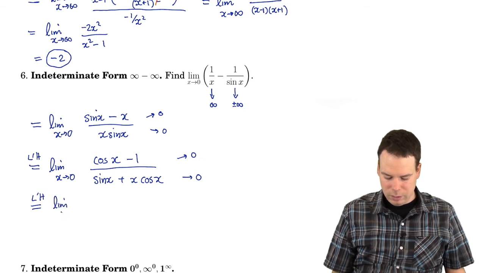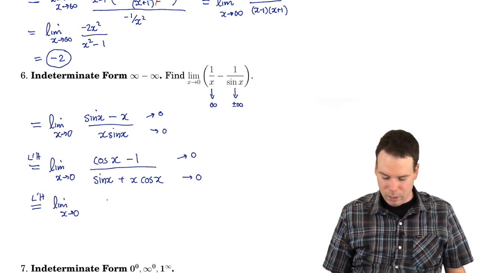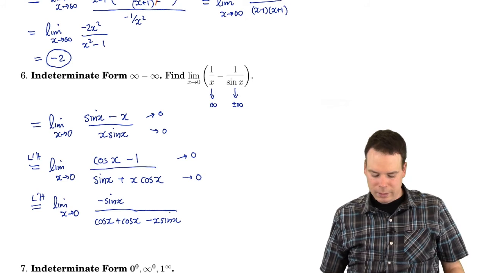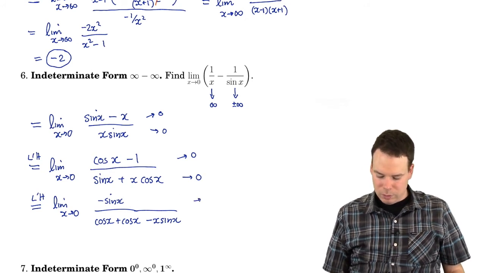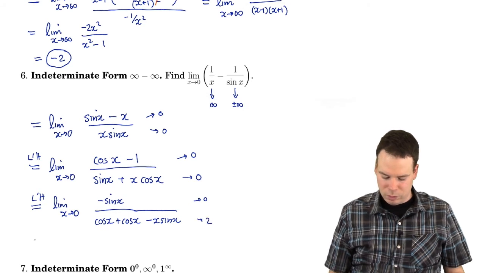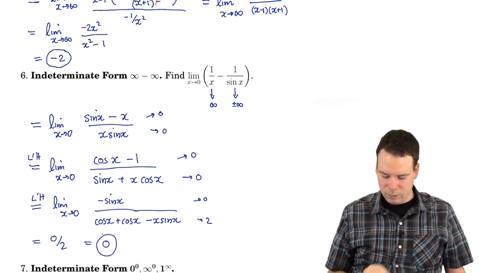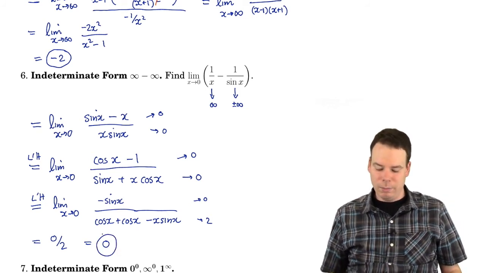And look at the limit as x goes to 0 of derivative of the top is negative sine of x. Derivative of the bottom is cos of x. Product rule on the x cos of x, so that's plus cos of x minus x sine of x. As x goes to 0, the top's going to 0, the bottom's going to 1 plus 1 minus 0, so the bottom goes to 2. So the limiting value is 0 over 2, or 0. So we get a value of 0 for our limit in this case.